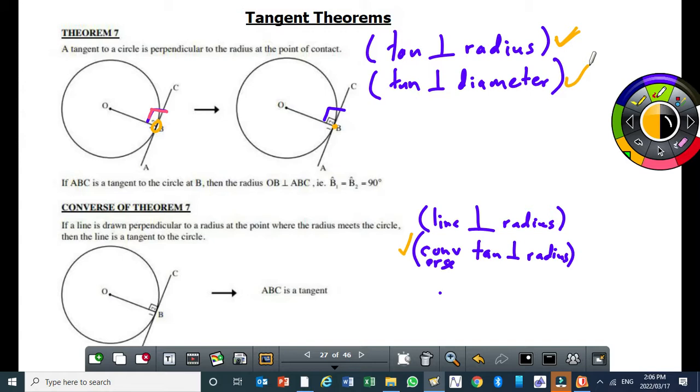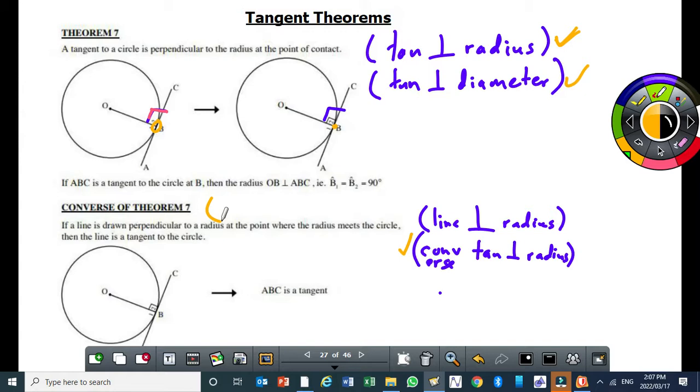So if you draw a line from the center of the circle, such that you've got your radius there, then you draw a line which comes into contact with the radius. If the angle between them is 90 degrees, then you can say the line is a tangent. So we use the converse of theorem 7 to prove that a line is a tangent. If you practice a lot, you are going to encounter questions where they will ask you to prove that a line is a tangent. Okay? So how do you know? You just use the converse of theorem 7.